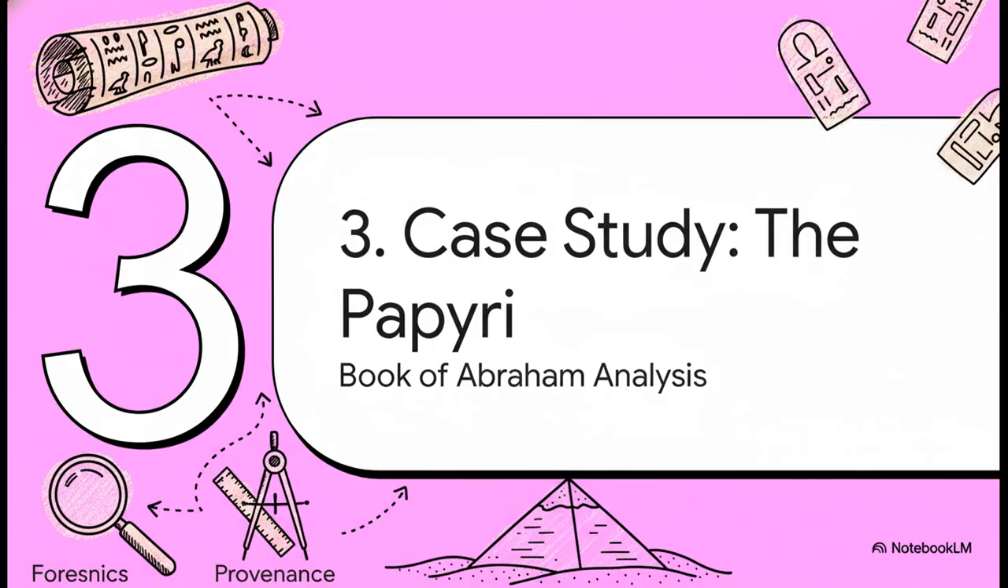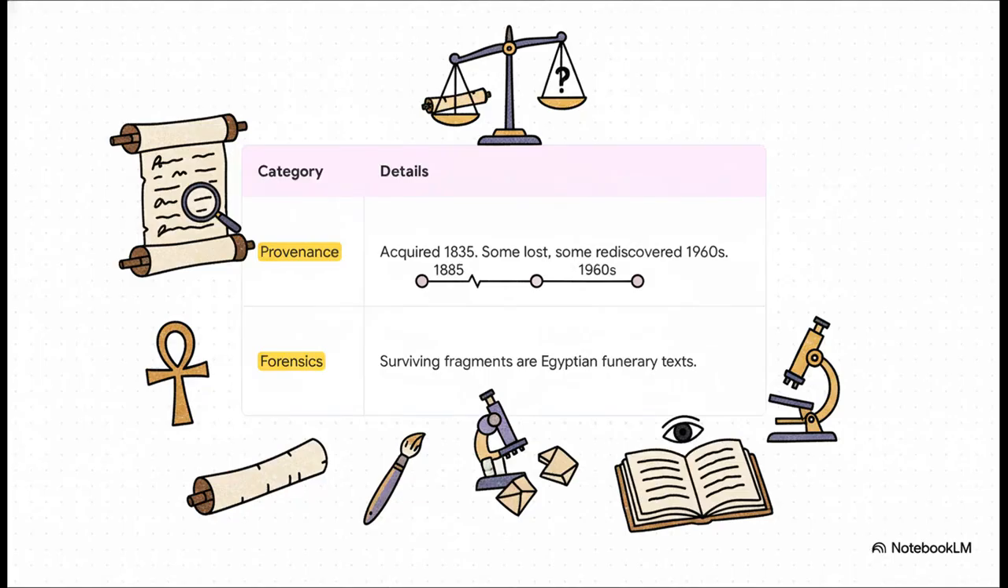All right, first up, the Egyptian papyri that are connected to the Book of Abraham. Let's pull out our new toolkit and see what the evidence profile really looks like. Let's break this down. So, on the provenance side, the story is pretty straightforward. We know Joseph Smith got these Egyptian papyri in 1835. Some were lost in a fire, but then, amazingly, some fragments were rediscovered back in the 1960s.